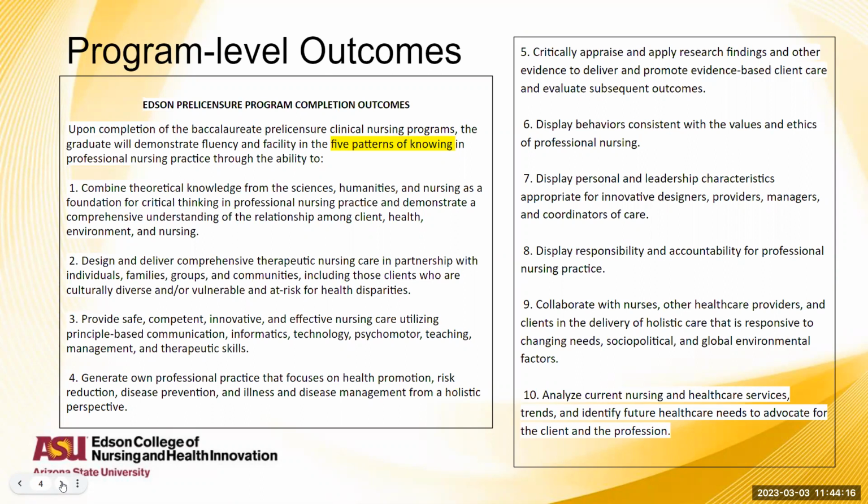So these 10 outcomes are based on the 5 patterns of knowing. The first 4 patterns of knowing were conceived by Carper in 1978, and these are ethics, personal knowing, aesthetics, and empirics. The 5th pattern of knowing was developed by Chin and Kramer in 2008, and it's called emancipatory knowing, and that refers to the social, political, critical reflection, and action aspects of nursing and nursing education. So pause the video here if you wish and read through our Edson program level learning outcomes.